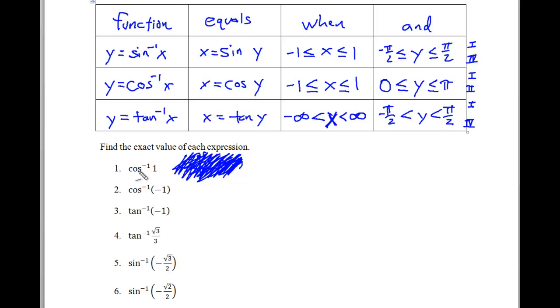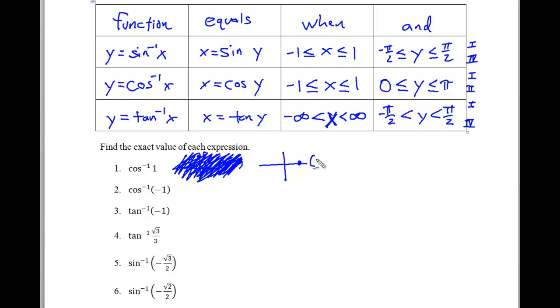So we want to find the inverse of cosine at 1. What you might want to do is go to any part of your unit circle where the cosine is equal to 1. Now, we have to look in the first and fourth quadrants. So let's check our unit circle for where the cosine is equal to 1. And that's right there at 0 on my circle.